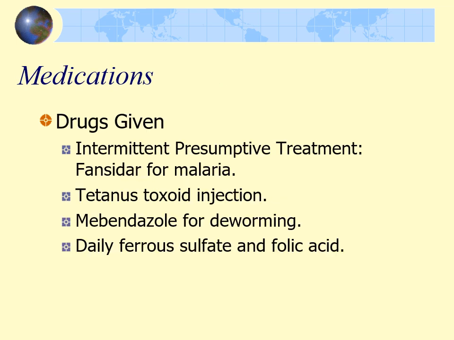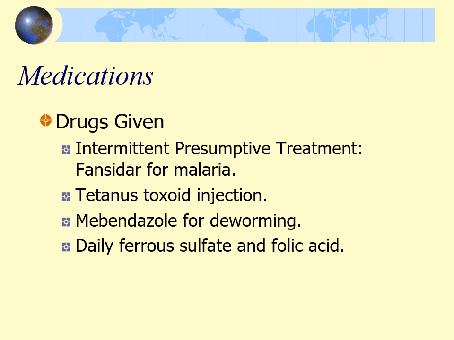So, under medication, the following drugs are given to the pregnant woman. Intermittent presumptive treatment. So 3 doses of Fansidar is given at first, second, and third visit to prevent malaria in pregnancy or treat asymptomatic malaria. Fansidar is to be taken by the woman under direct observation by the nurse.